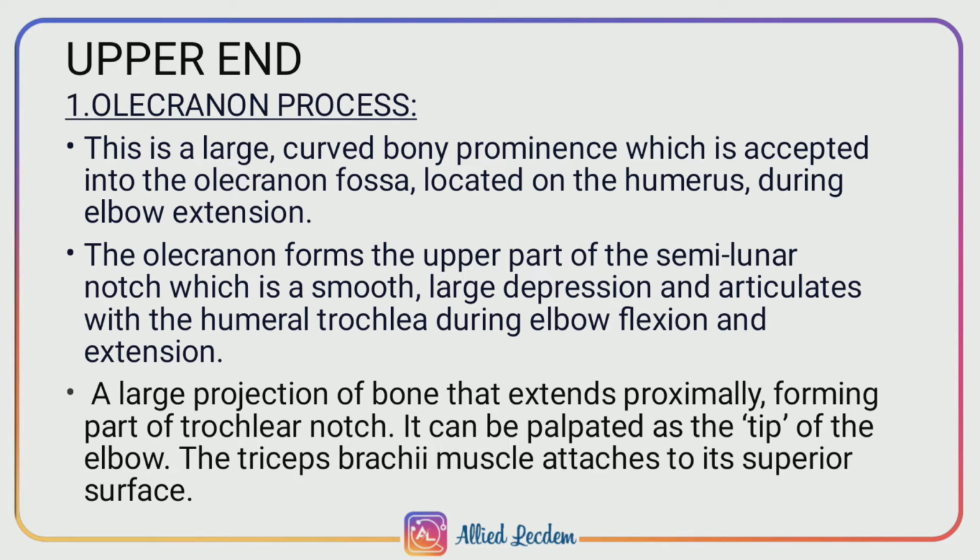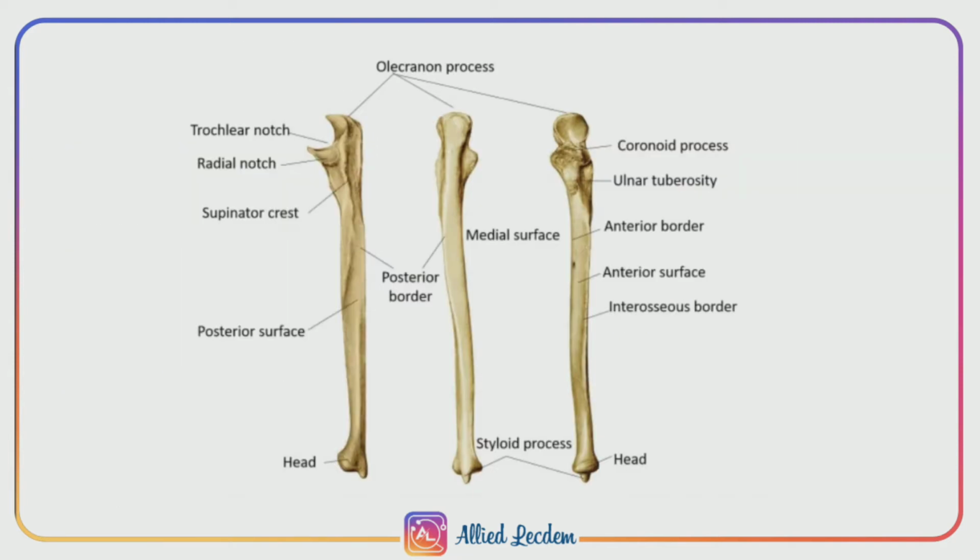That is, while we are doing an elbow extension, by placing the hand at the elbow, we could feel a notch-like structure known as the trochlear notch, which is formed with the help of the olecranon process. The triceps brachii muscle attaches to the superior surface. So in this image, we could see the upper part of the semilunar notch, and while touching it, it is very smooth, and we have a large depression, that is, a groove-like appearance.